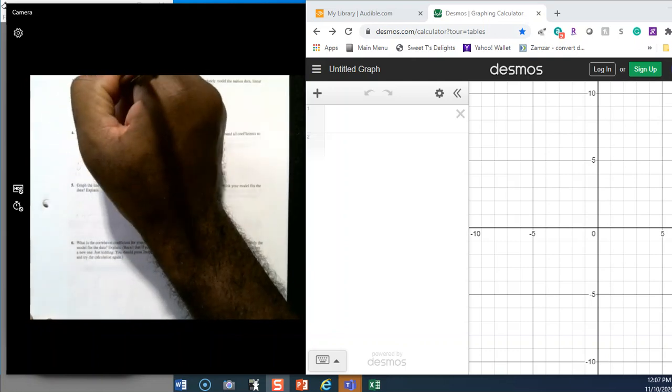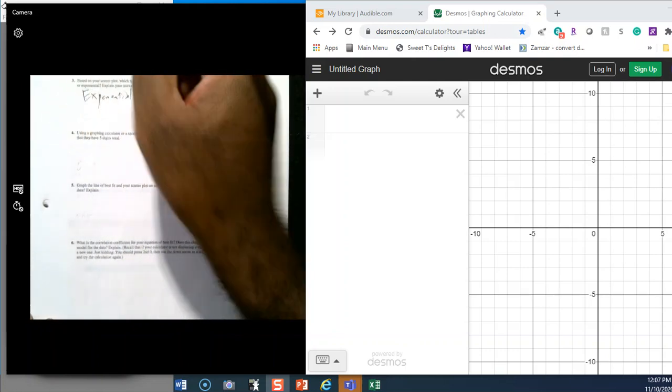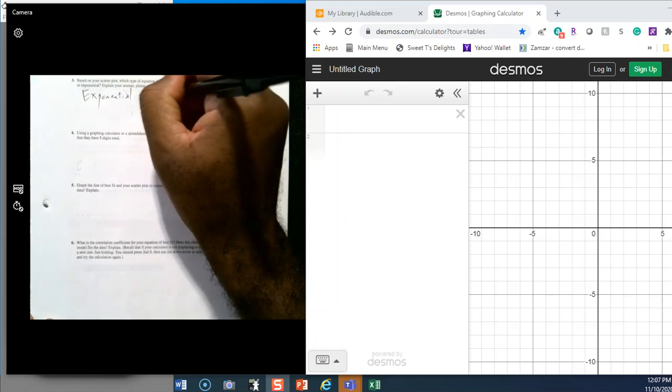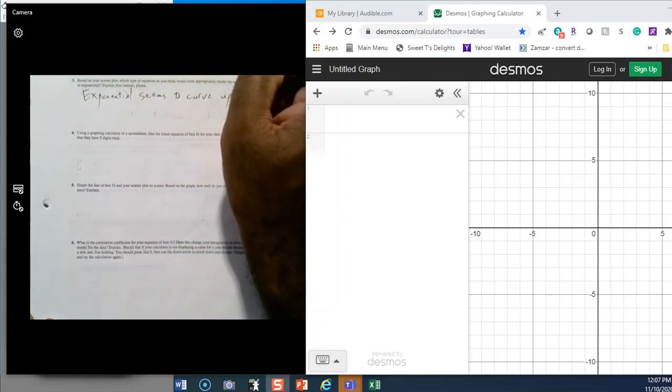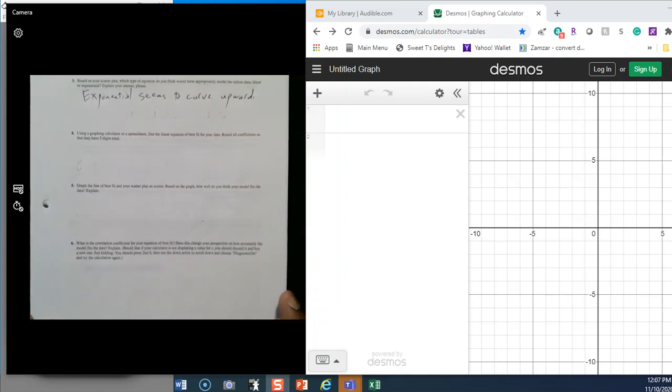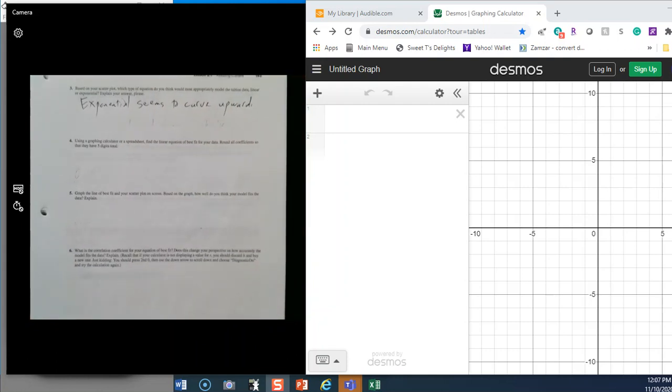I say exponential, and it seems to curve upward. Now you can make an argument for linear as well, because most of the points are almost in a line, so you could make that argument.